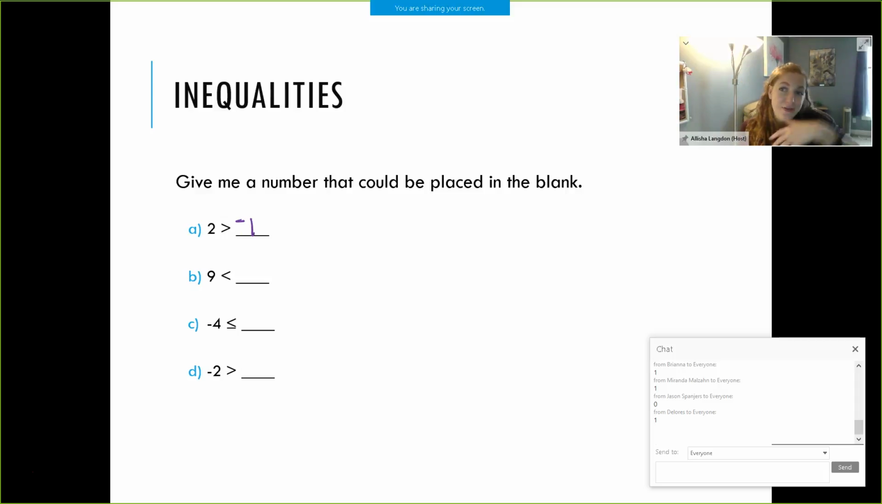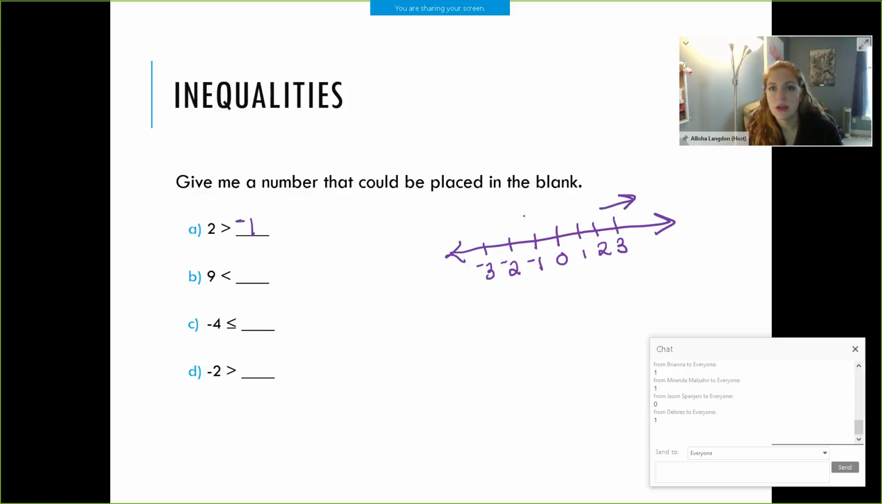I could put -500. Just keep in mind the number line, which we'll talk about more next week or Thursday. I think that is -1, -2, -3. Keep going more negative that way. So any number this direction is larger, and any number this direction is smaller.